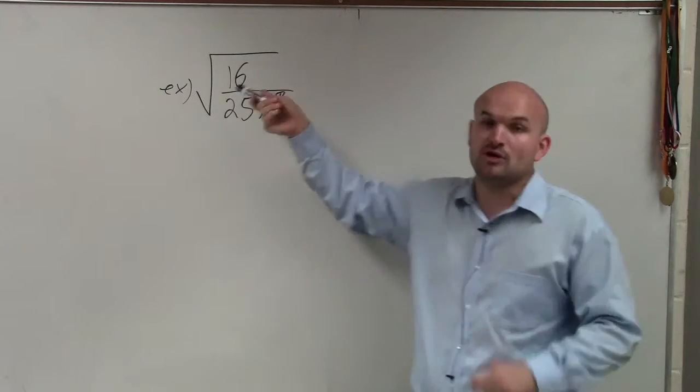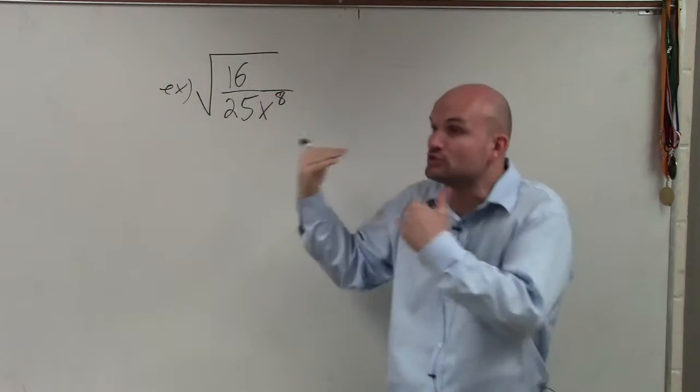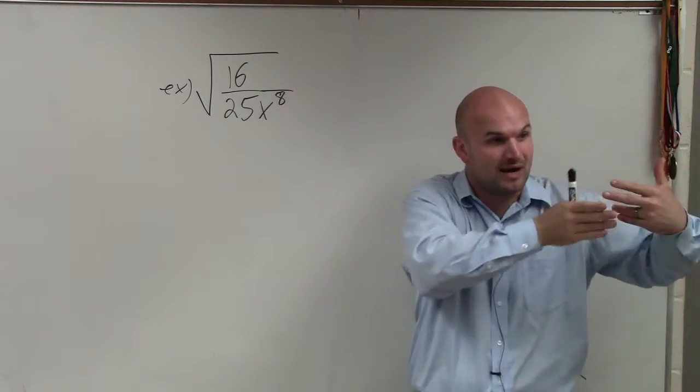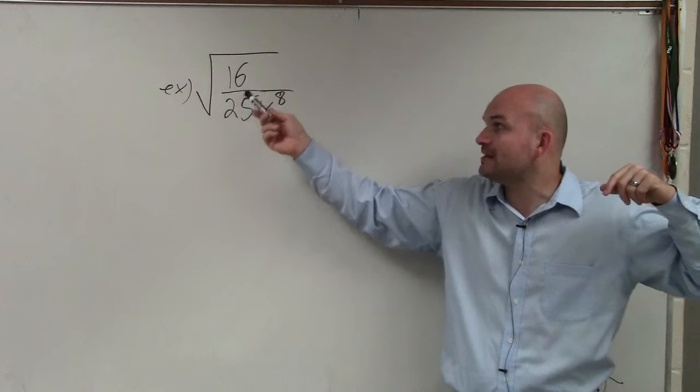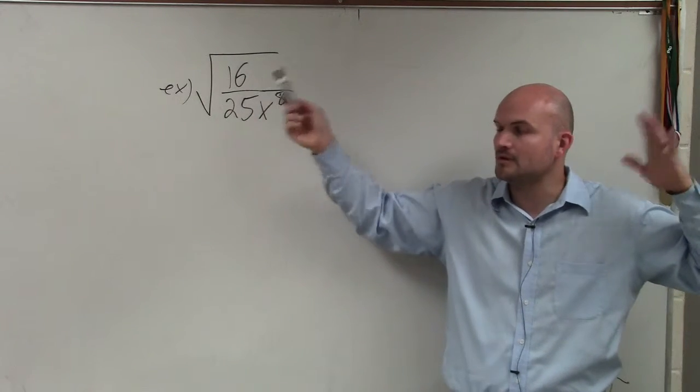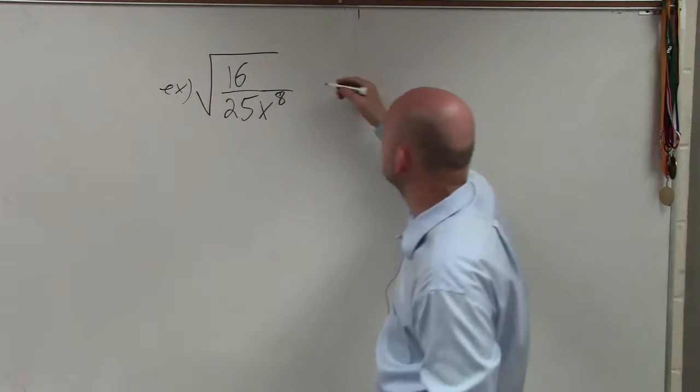Is there a number that we know that multiplied by itself gives you 16? Because remember, square root is what number multiplied by itself twice, whereas cube root is multiplied by itself three times. So do we have a number that we can take the square root of just 16? Four. Actually, first of all, let me show you.